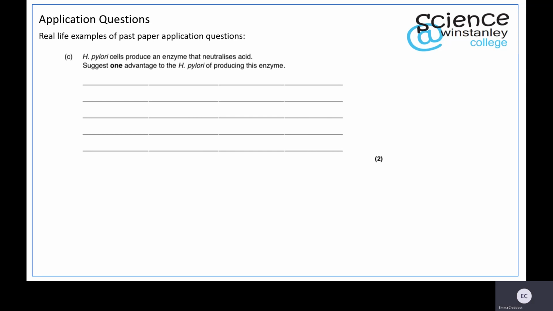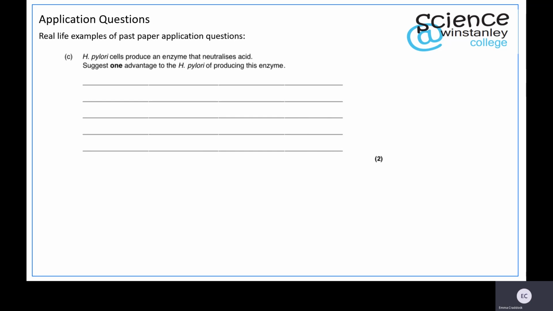So the next question is, H. pylori cells produce an enzyme that neutralizes acid. Suggest one advantage to H. pylori of producing this enzyme. Now, suggest questions, most students find really difficult because it's almost too open. The word suggest means you can put pretty much anything. However, it isn't very open at all, and you only have a very limited number of marks you can still get for this.